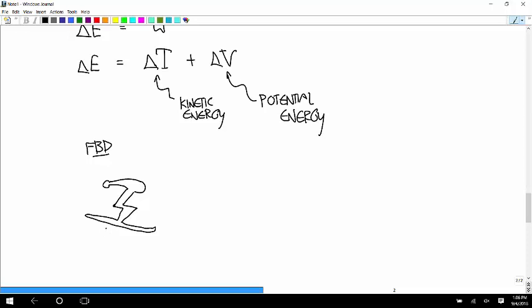What forces are acting? That's right. So there's a weight acting down, and then there's a normal force. Anything else? That's it. Which of those is conservative, which is non-conservative? Normal is non-conservative.